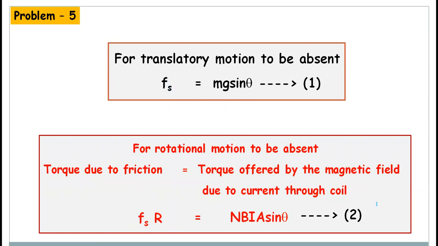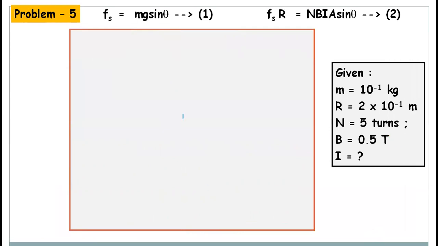Okay, right. So this is number 2. So expression 1 ensures the absence of translatory motion, and expression 2 ensures the absence of rotational motion. So when both conditions 1 and 2 are satisfied, the sphere will be absolutely in equilibrium. In the next slide, again, I have pasted expression 1 and expression 2.